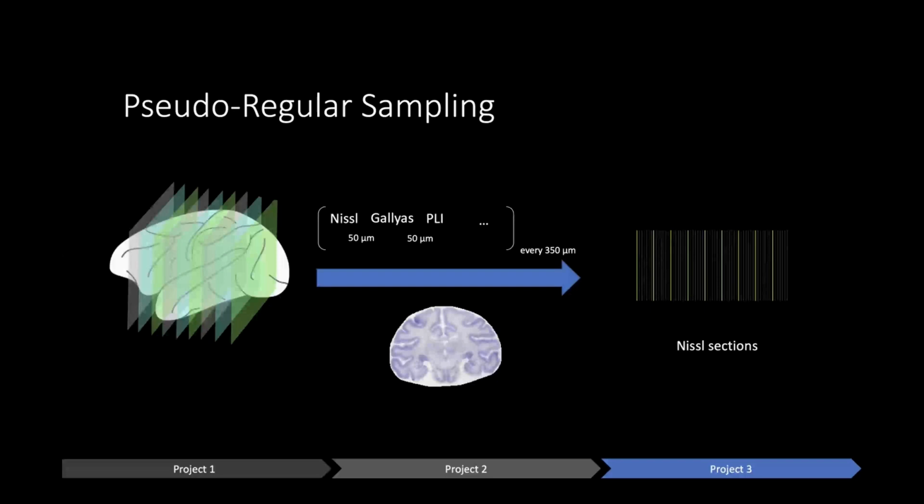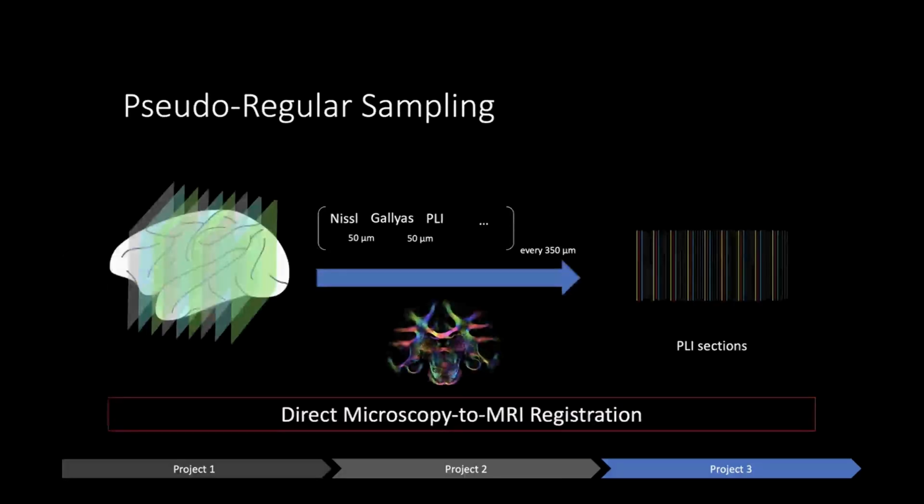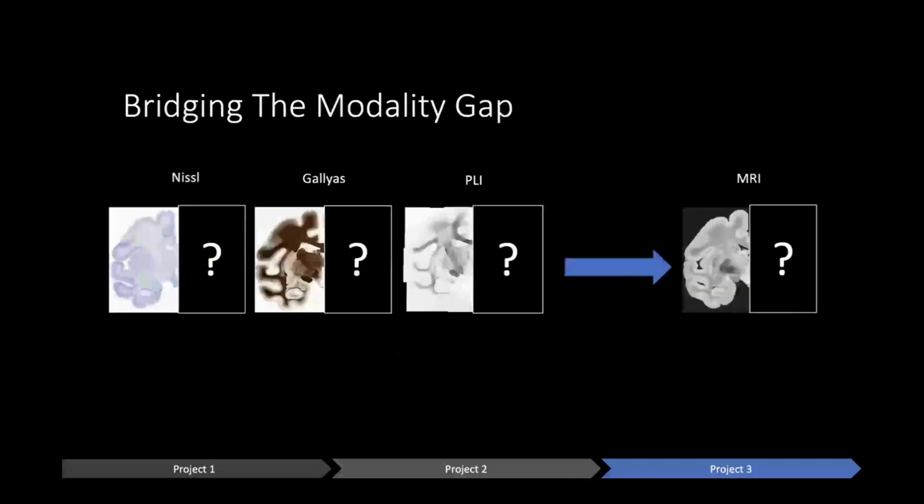So these 3 modalities are the Nissl, the Gallyas, and the PLI modalities, and they're separated by 50 microns, but they form triplets, and the triplets are separated by much larger distances. So that's what I called pseudo-regular sampling. You can't just assume that the slice spacing is constant between all these images that you have, but it follows a certain pattern. And with our tool, you can take this into account and do direct microscopy to MRI registration, which means that you don't actually need those intermediary photographs that I was showing you in project 1 and 2. Here we do direct microscopy to MRI registration.